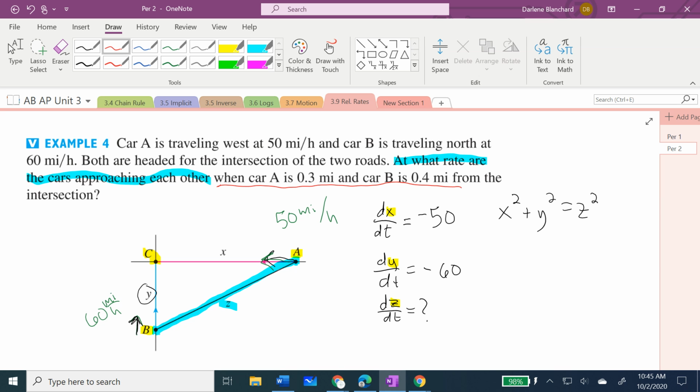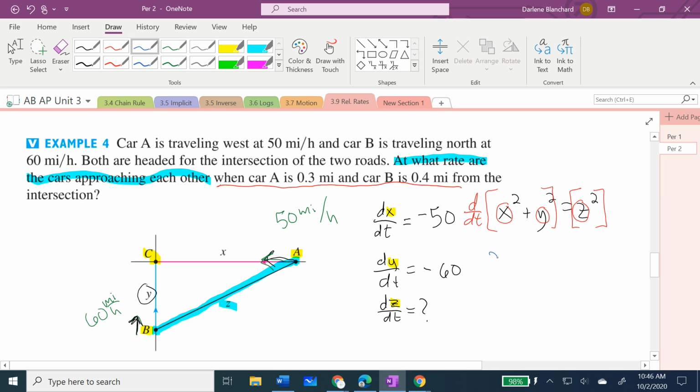Now, I'm basically done with step 2. That's what this equation is. And now I'm ready to differentiate with respect to time. And each of these x, y, and z variables, none of them are time. So they are all implicitly differentiated. Here we go.